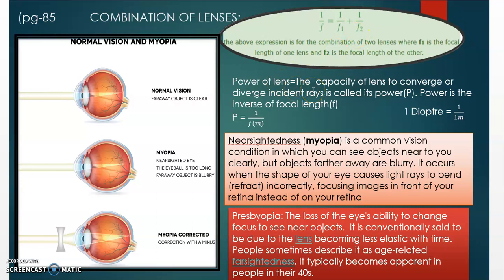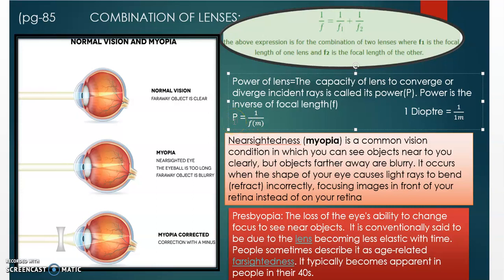Next is the power. Power is defined as the capacity of the lens to converge or diverge the incident ray. It is represented by the capital letter P. Power is the inverse of the focal length. What is the formula? P is equal to 1 upon f.